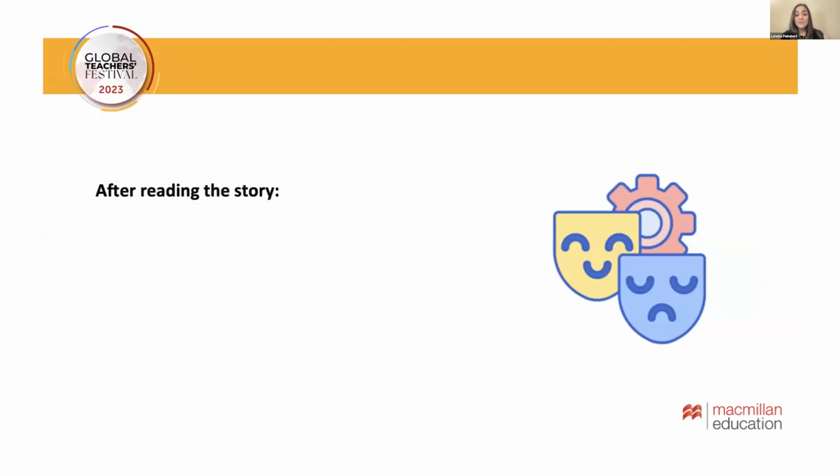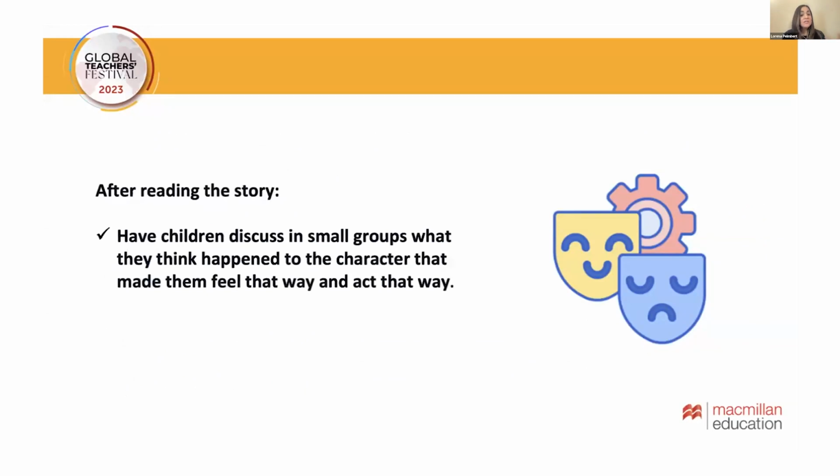Okay. And after reading the story, have children discuss in small groups what they think happened to the character that made them feel that way and act that way. And you can also ask them to role play the story, because when we role play, then we're really portraying all the feelings that the characters in the story are feeling.